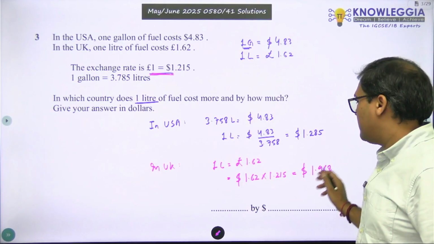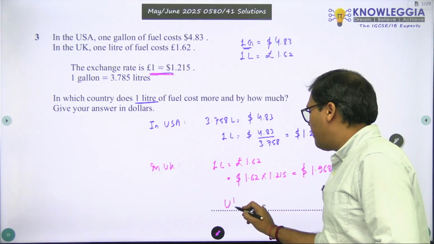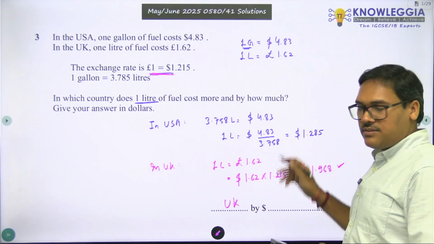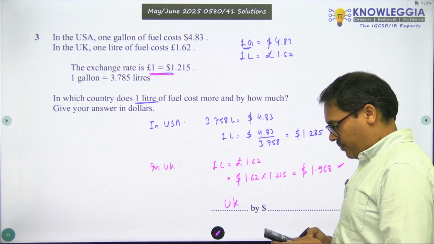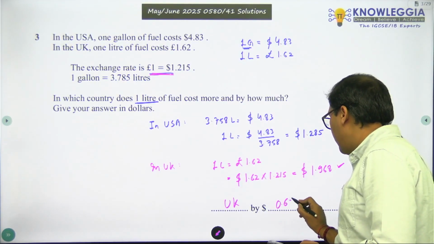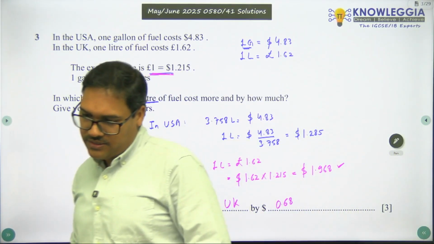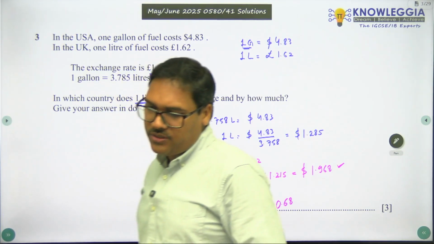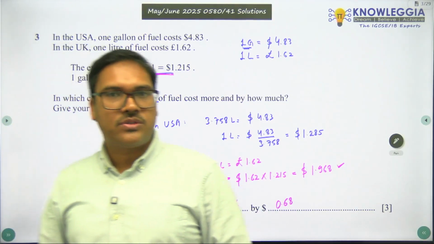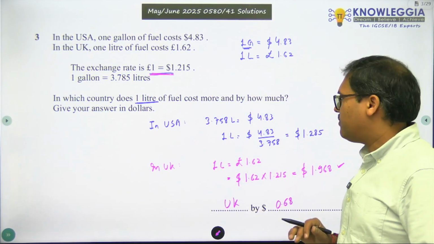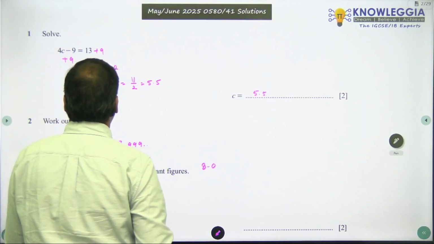So which is costlier? You can see in which country? UK. That is the answer. UK. By how many dollars? You can see this is this minus this. So I'll just subtract this minus $1.285, which is $0.68 approximately. You will get this. I have written two decimal places. So let's see the answer. We can say this is 0.68, right? So that is the answer for this question: in UK, by $0.68. This is how we can solve this type of question. This is just a question on conversion. Okay? So now let's take the next question.